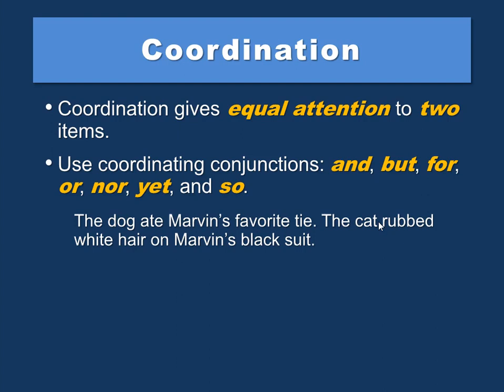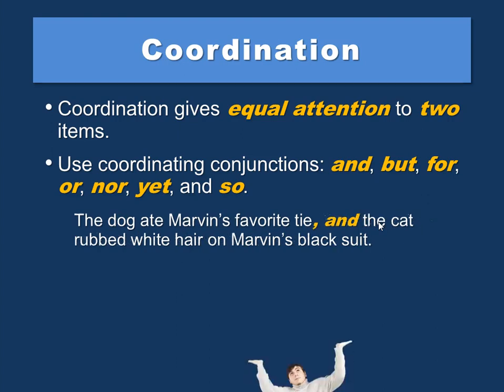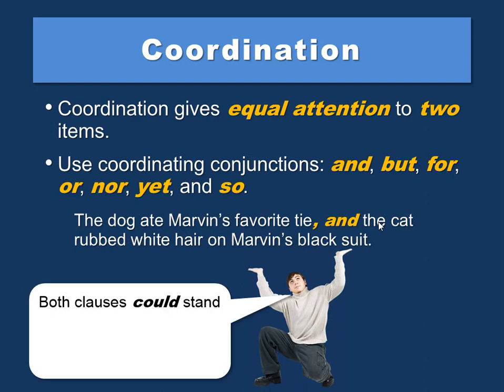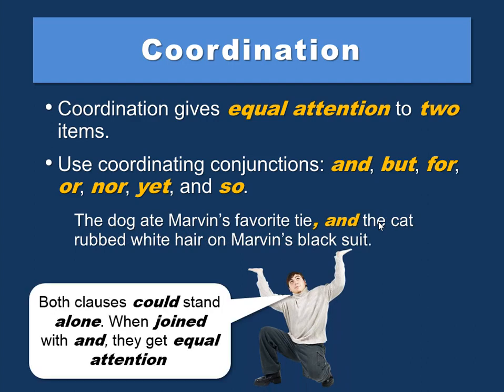How can I join those two sentences using coordination? The dog ate Marvin's favorite tie, and the cat rubbed white hair on Marvin's black suit. So, equal attention is given to two items happening together. Both clauses could stand alone. When joined with and, they get equal attention.